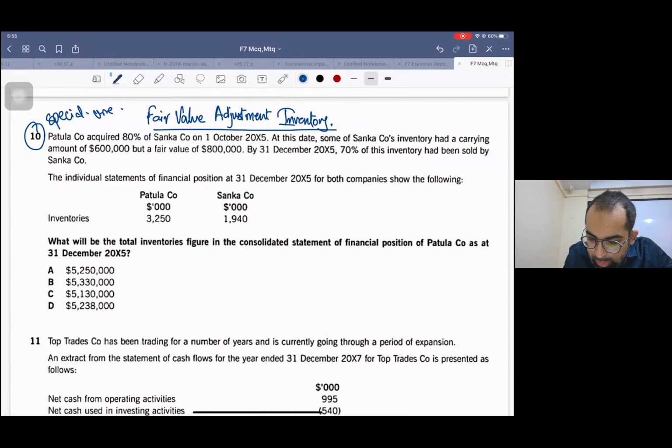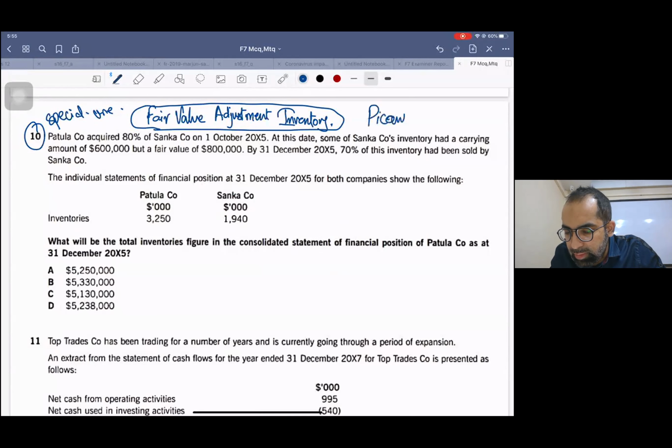This is fair value adjustment inventory. And just for reference, in your past paper exam kit, there is a question, Peak End. Some students gave me feedback in the last attempt that this is coming. This fair value adjustment of inventory is coming, so you must know this topic. These are your marks. Yes, it's technical, it's conceptual.